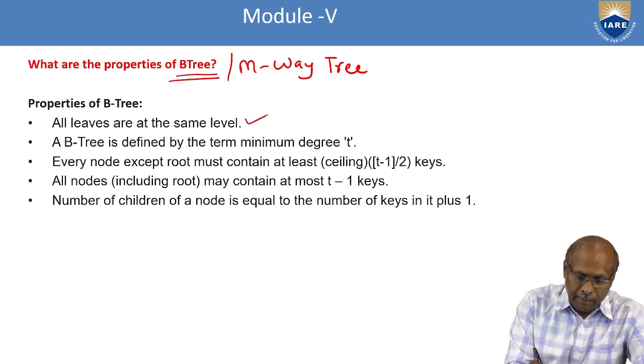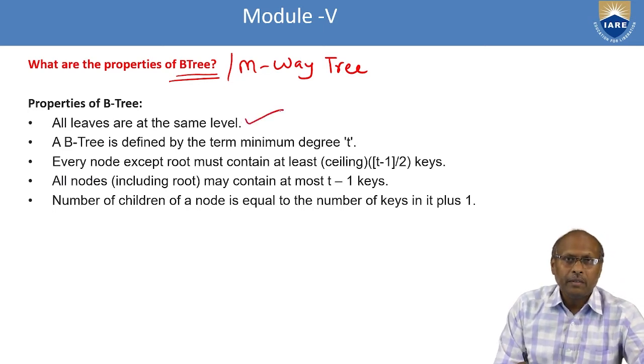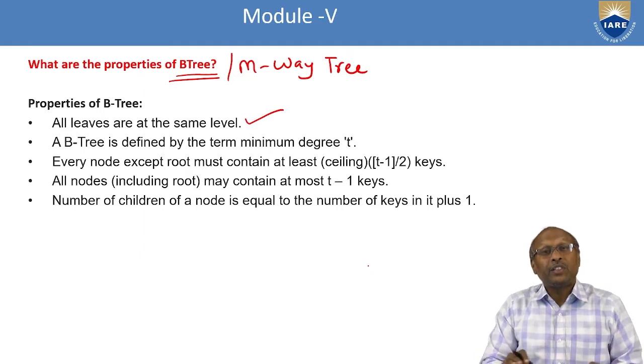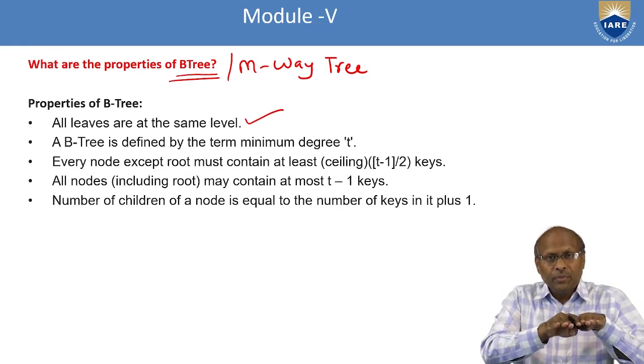All leaves are in the same level. So whenever I say M-way tree, all leaves must be at the same level. That's why it's called a balanced tree. All leaves will be in the same level.